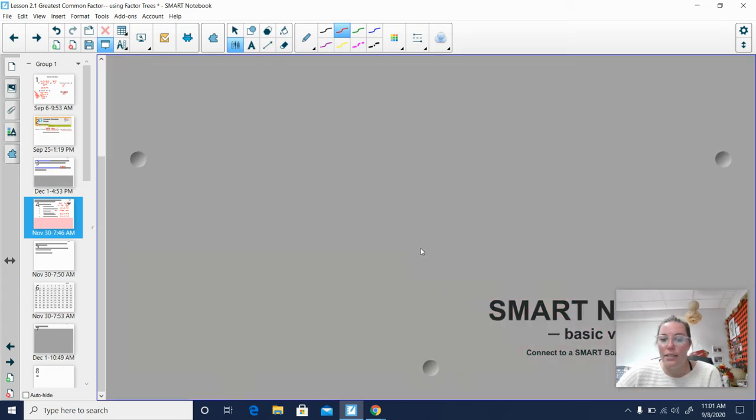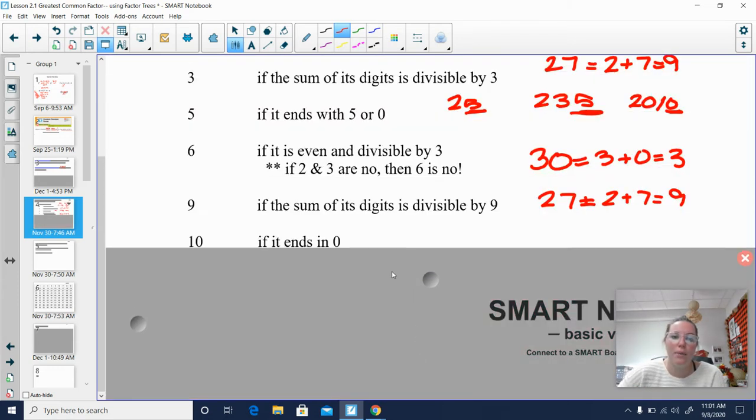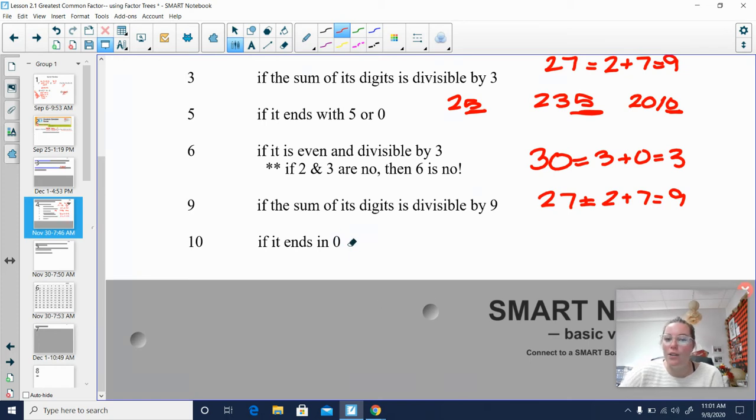And finally, our easiest one, the one that we should all know, gosh, this is really freaking out today, sorry, is 10. If it ends in a 0, you can divide it by 10. Easy squeeze. Any number that ends in a 0, 90, 900, 90,000. If it ends in a 0, it's divisible by 10. Okay.